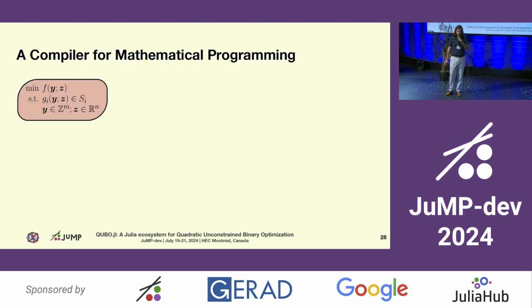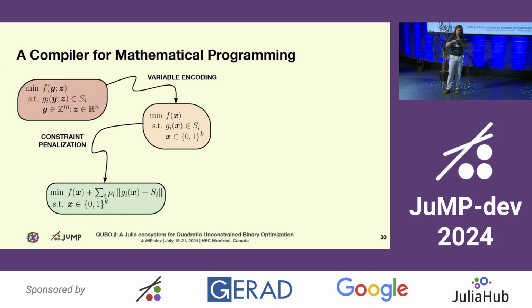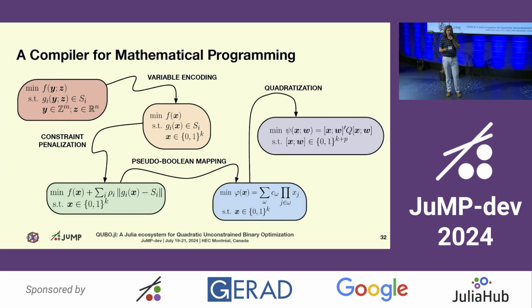All right. So when you talk about the compiler for mathematical programming, what we usually see in the literature is a very straightforward process. We take our original model, we encode our variables, so they all become binary. Later, we penalize the constraints, we move them to the objective, adding some kind of weights to them. Then we have this pseudo-Boolean mapping, which is basically a reinterpretation of what we had before that allows us to write everything as polynomials. This is what the theory gives us. And since this can be a higher-order polynomial, we have to reduce it through a process called quadratization. So this is what you find in the literature, usually, very straightforward.